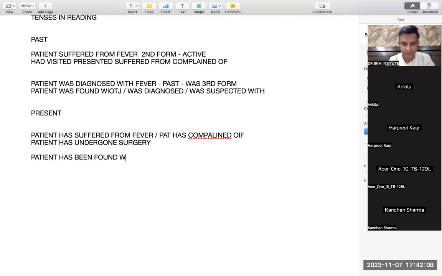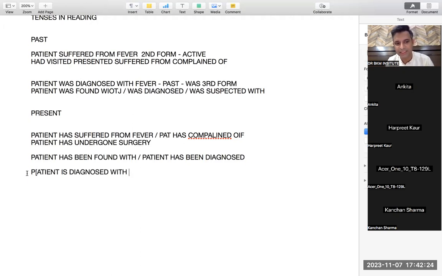So this is, patient has been diagnosed with. Whenever you use the today visit, you say patient has been diagnosed with. You never say patient is diagnosed with. I'm not saying it is completely wrong, but then it becomes present indefinite. So don't use it. Today visit always means present perfect. So, patient has been diagnosed with, patient has been found with.